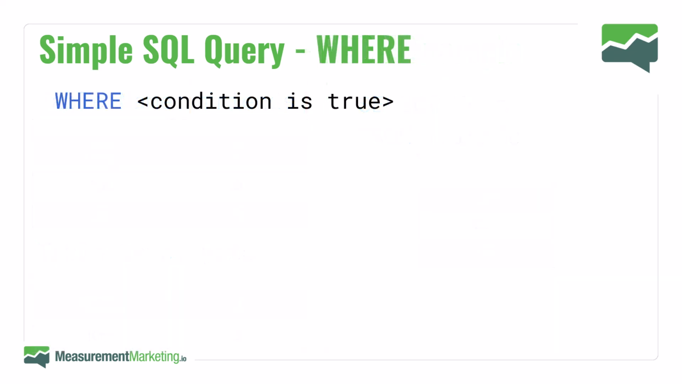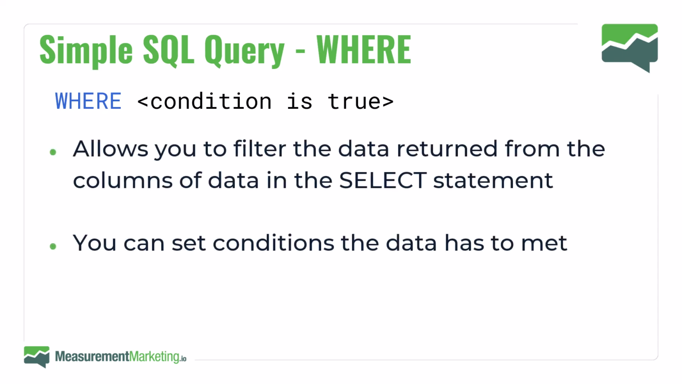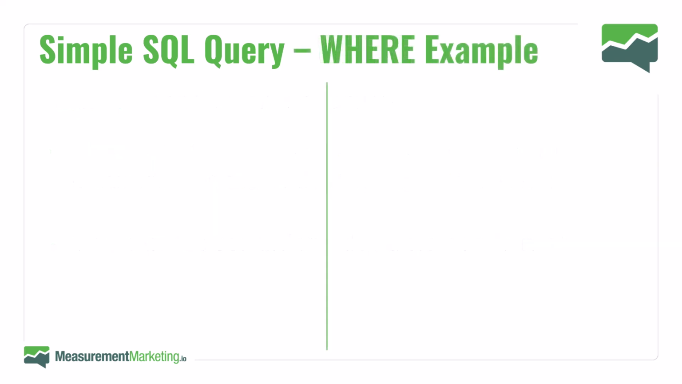Finally, let's talk about the where part of a query. The where part of the query simply allows you to filter the data the query is going to return by a specific condition. So basically, it's only going to return data if the condition is met. Let's dive into an example.